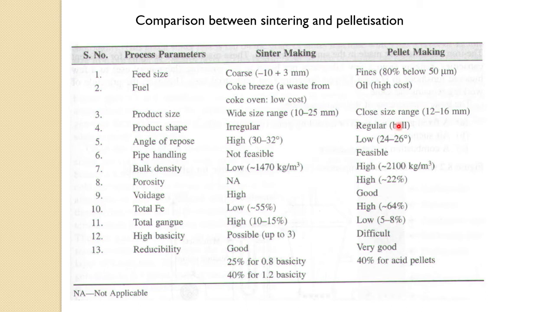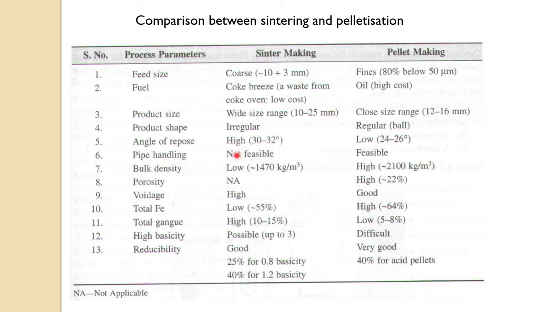Product shape of course is irregular here, and here it's regular. Angle of repose is 30 to 32 here, and 24 to 26 there. And this is an important thing. Usually you need a low repose angle so that when you are charging in the blast furnace, the layer could be much flatter, which is an important thing. So probably we will come to this later. Pile handling, here of course irregular, not feasible. Bulk density is low here, this is quite high, and porosity of course is high here.